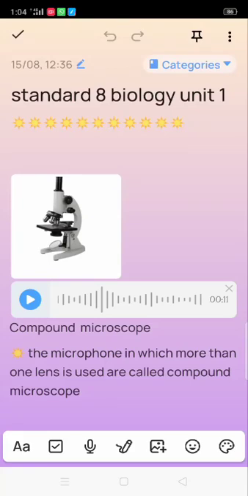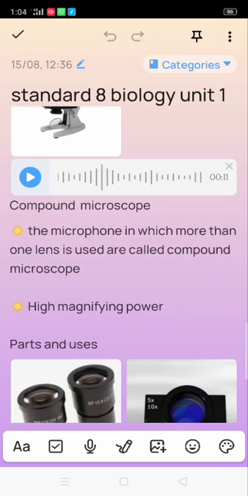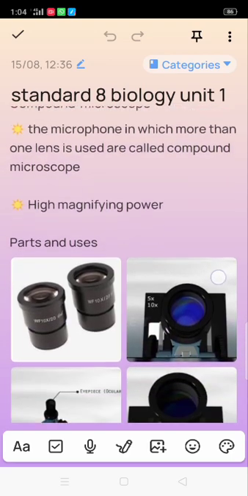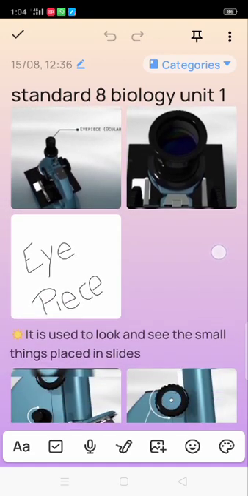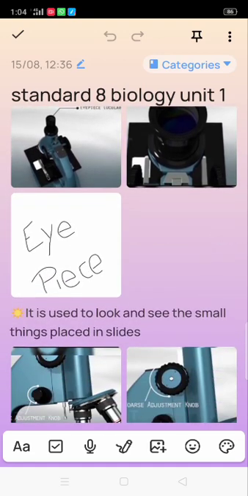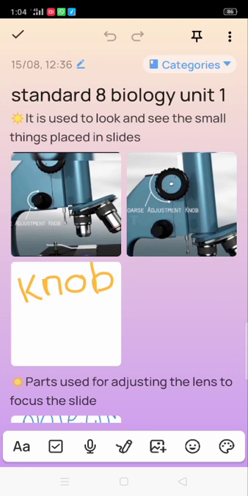Compound microscope. The microscope in which more than one lens is used is called a compound microscope. High magnifying power. Parts and uses. Eyepiece: it is used to look at and see the small things placed in slides. Knob: the part used for adjusting the lens to focus the slide.